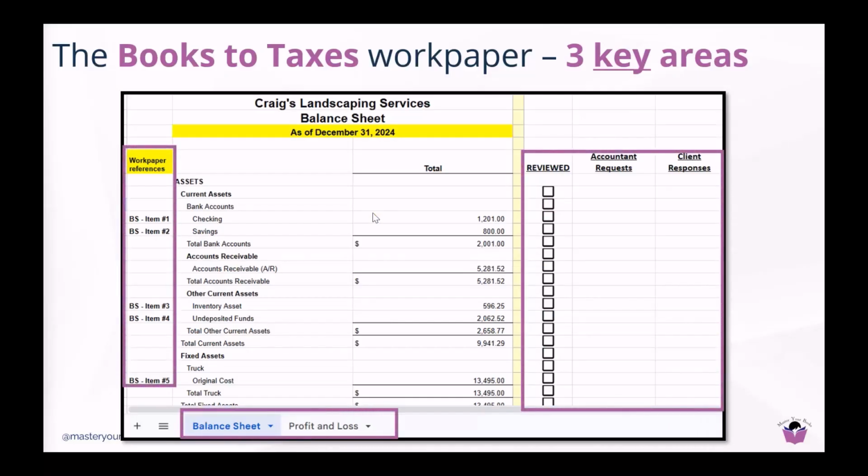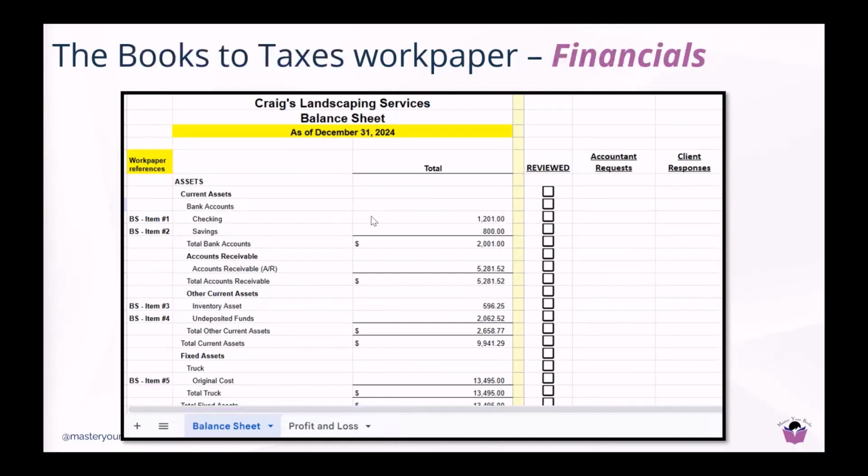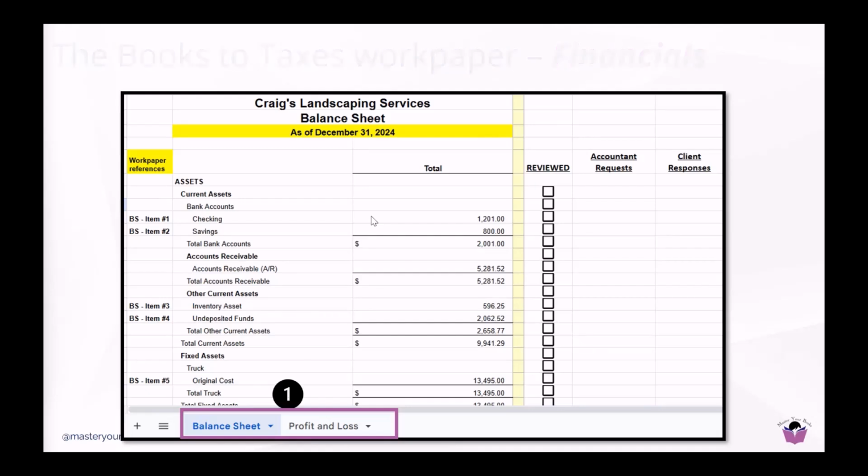Okay, so there are three key areas to the work paper. The first key area is going to be the financials area. So what you're going to do is grab that balance sheet and that profit and loss, and export them into software like Excel or Google Sheets. And you're going to have both the balance sheet and the profit and loss in one place.